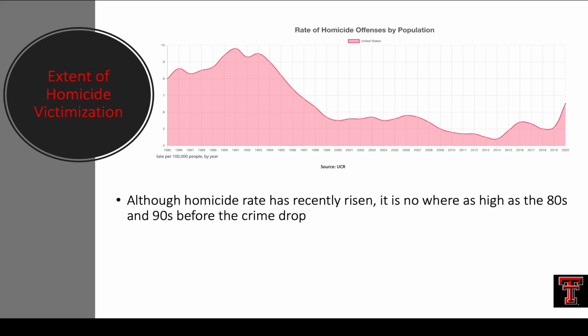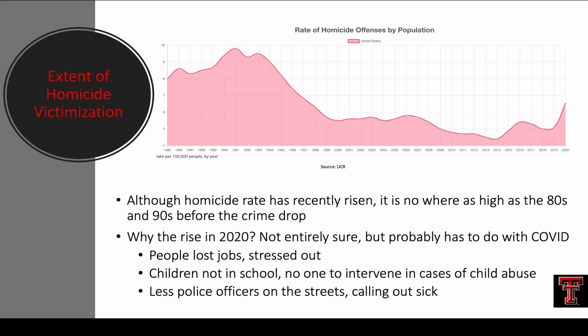So homicide reached its peak in the early 90s, the height of the crack epidemic. But it really dropped off in the late 90s to 2000s, and was kind of going down ever since. Now we do see a little uptick again. Again, we don't know if this is something that's going to continue. We're not really sure why it rose. Probably has to do with COVID.